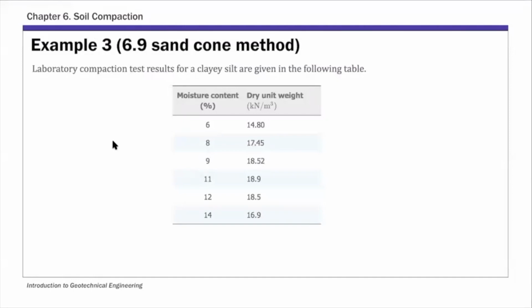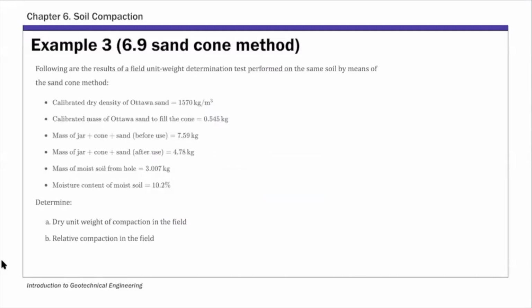First, you're given compaction test results. Okay. So we have this standard Proctor test. You have compaction test results, moisture content versus dry unit weight. And then this slide shows the results from the sand cone method. So you conduct the sand cone test and you got the following data. I'm going to explain all these data here.